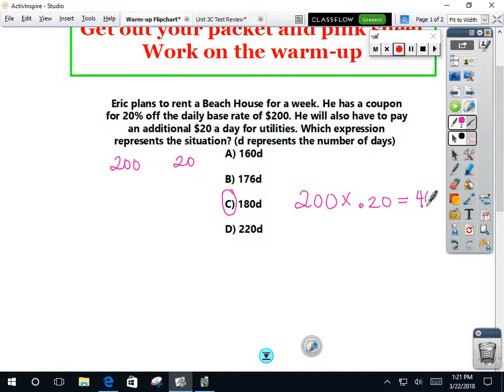Okay, so does that mean now he's only going to pay $40 a day for the beach house? No, what do we have to do with that number? Subtract it. He's getting $40 off. So instead of $200 a day, he's paying how much a day? Right. And then $160 a day plus the $20 a day for utilities adds up to $180 per day.